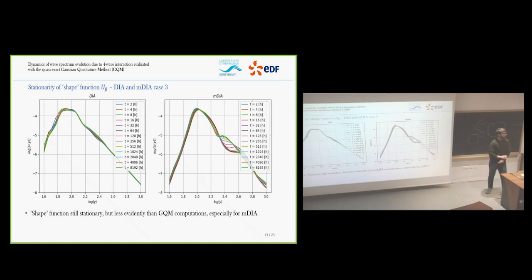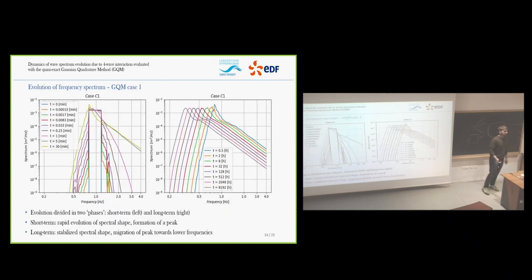These are the results for the same case simulated with DIA and multiple DIA, and we can see that the function u is quite stationary in both cases. So self-similarity is also proven for these methods. But physically, the self-similarity of the solution of the Hasselmann kinetic equation means that the shape of the spectra described by the function u is not supposed to vary in time.